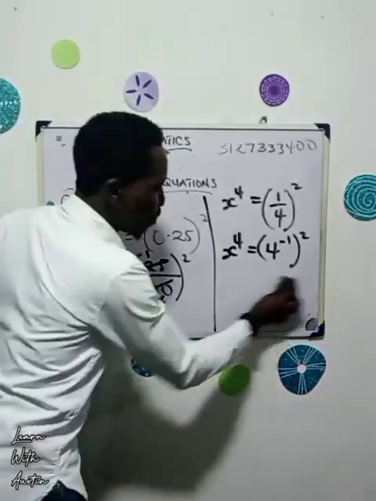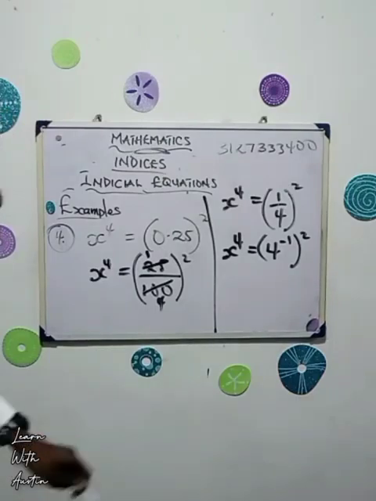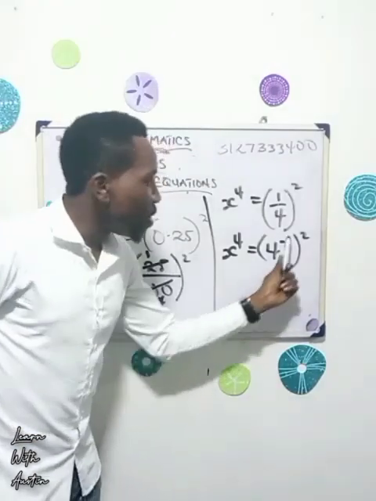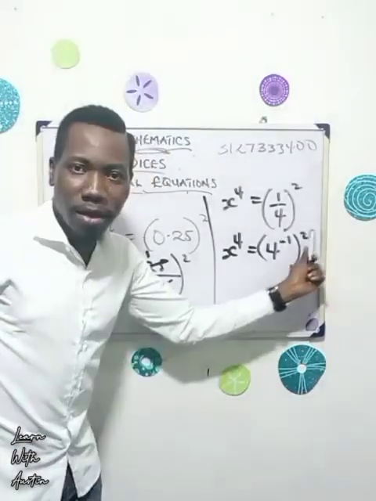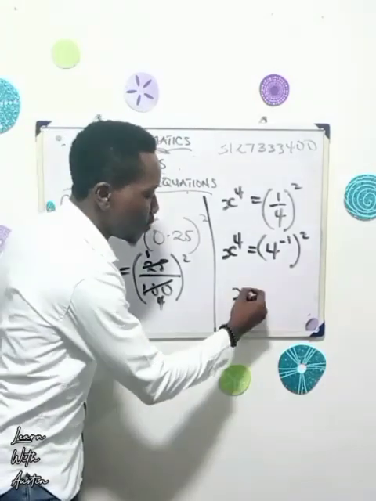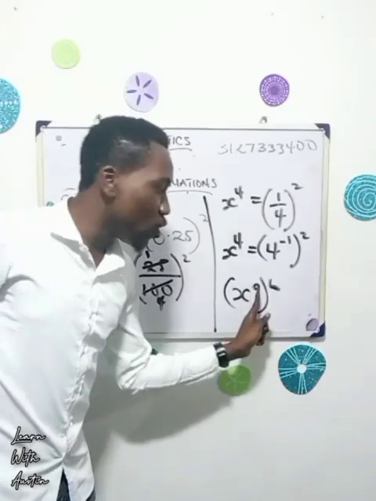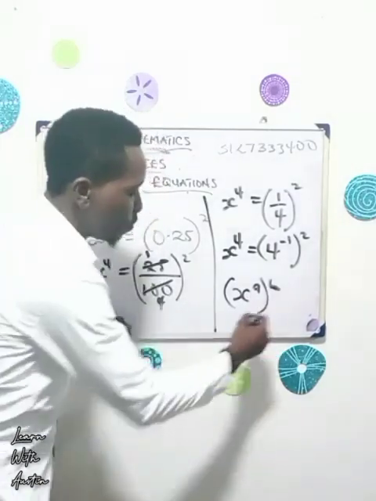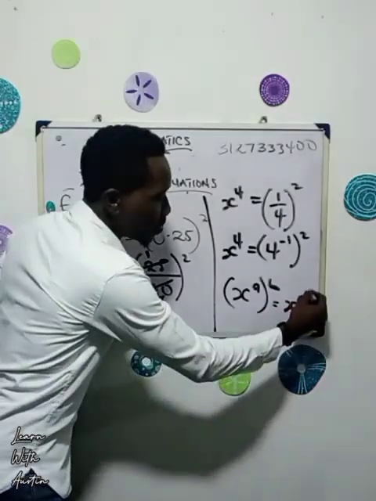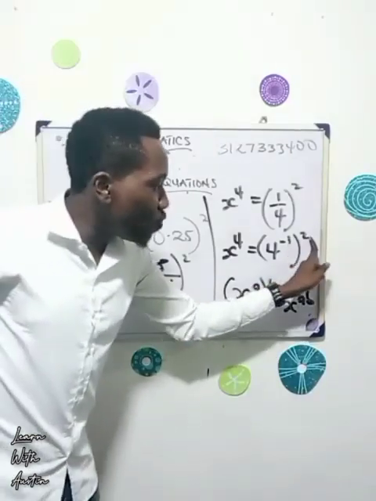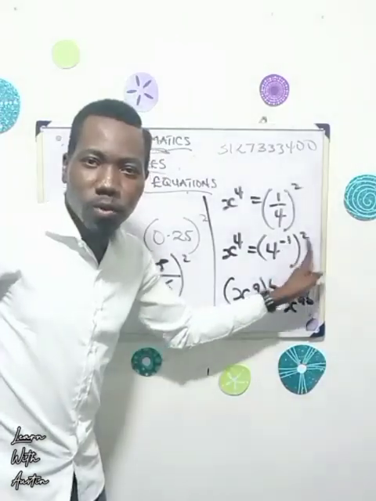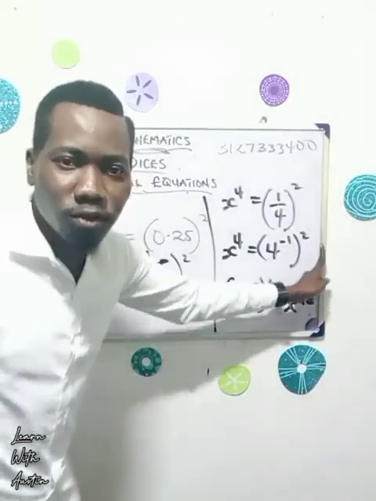Are we getting this? Yes, good. So what's the next thing we are going to do? Now we can multiply these two powers. Remember the rule that says x raised to the power of a, in brackets, raised to the power of b: you multiply a by b, and this will give you x raised to the power of ab. So the same thing we are going to do here. We multiply our minus 1 by 2. What is minus 1 times 2?